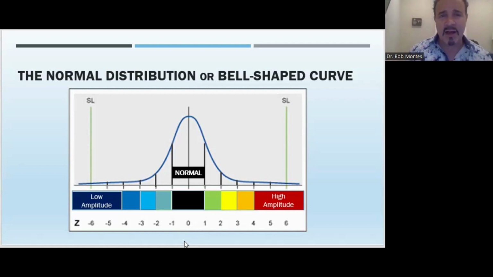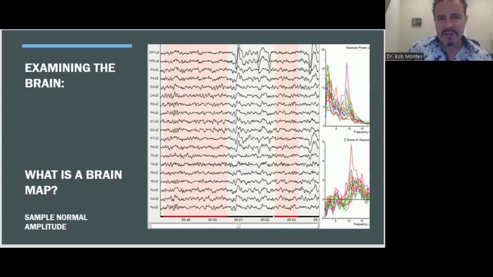Another thing to keep in mind as well is that when you look at the maps that I will be showing you, you'll also notice that there'll be the various frequencies of delta, theta, alpha, beta, and high beta. So we'll be examining that much more closely as we go along. When I speak of amplitude, we're really speaking of the height of the brainwave.